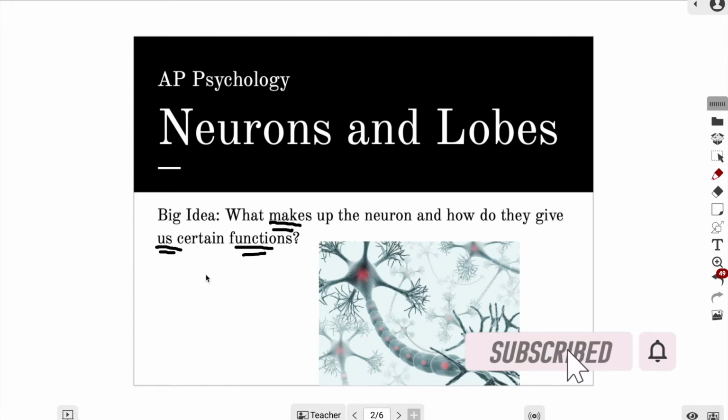The first few slides are going to look at, again, the neuron structure. I'm going to analyze it, break it down for you guys. And the next slide, I should say, is going to look at the lobes. We're going to analyze the specific parts of the brain here and where the lobes are located across those parts of the brain. And we're going to look at their functions as well. So let's get into it.